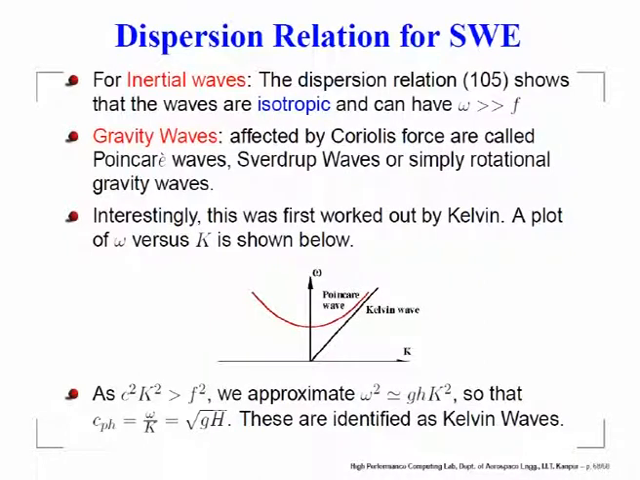There is a law stated by a statistician called Stigler's law. The law states, very simply, that the person who does the work never gets the credit. Here is an example of what Kelvin did, and Poincare came much later, 50, 60 years later, but people have started calling them Poincare waves. Anyway, that is what happens.